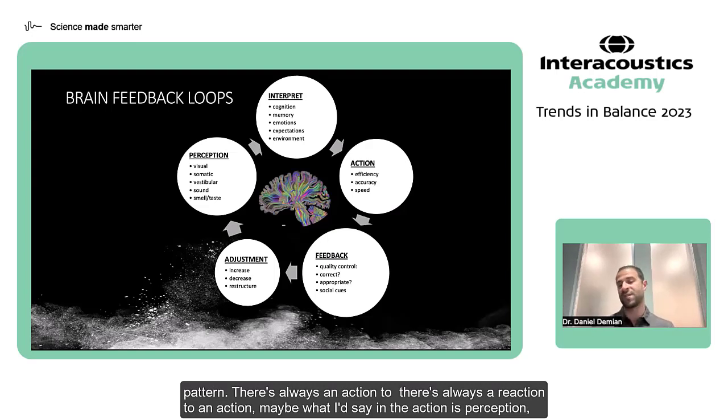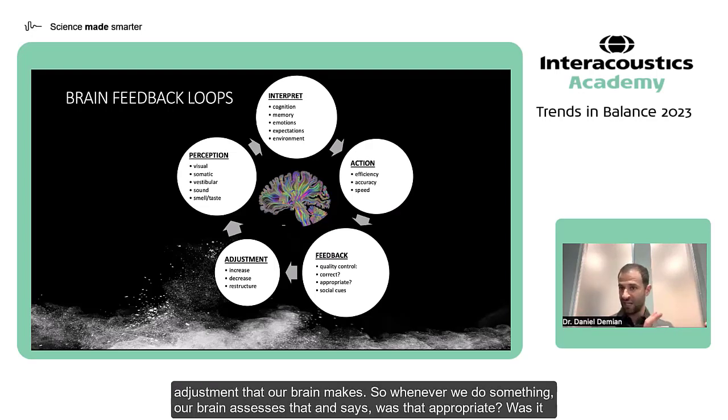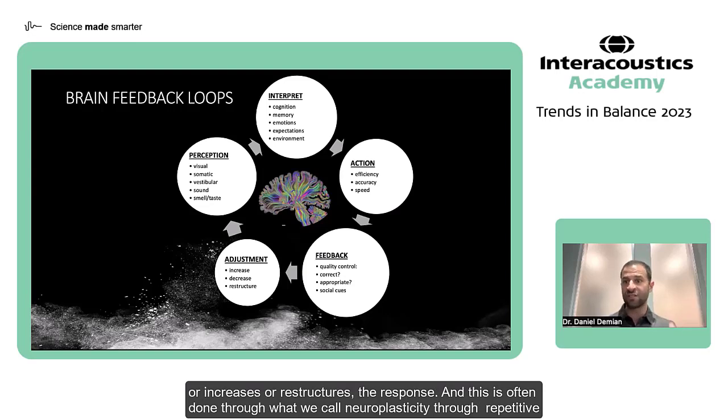And the action is perception, the reaction is our brain's response to that. Important for me in these loops is the feedback and the adjustment that our brain makes. So whenever we do something, our brain assesses that and says, was that appropriate? Was it too much? Was it too little? Was it accurate? What do people think about it? And it makes adjustments, whether it decreases or increases or restructures the response.